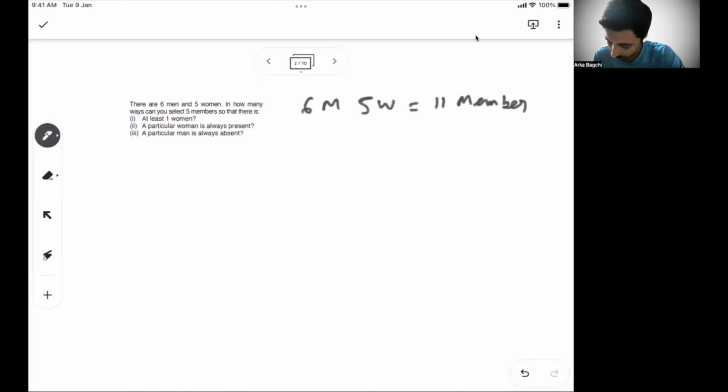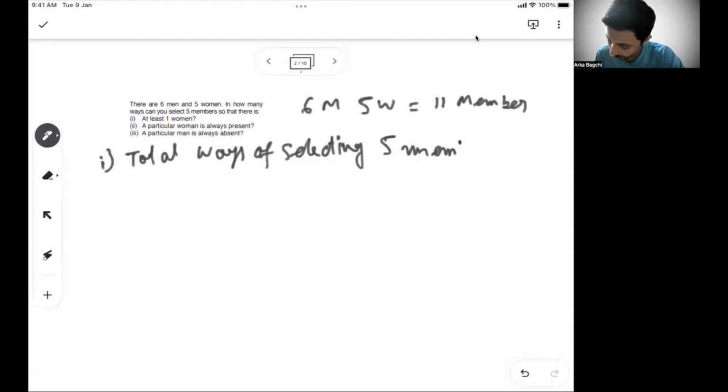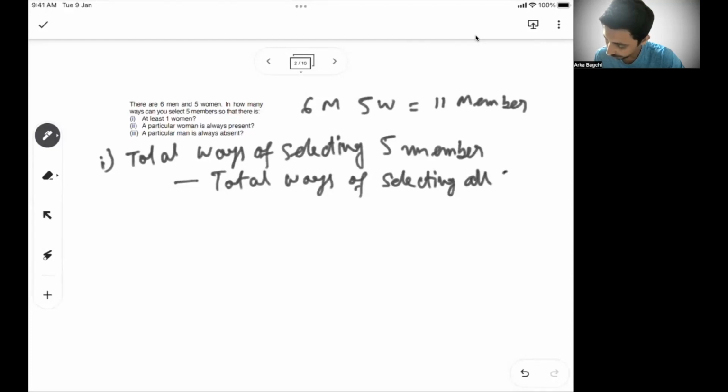So one way to do this is the total ways of selecting 5 members minus the total ways of selecting all 5 men.